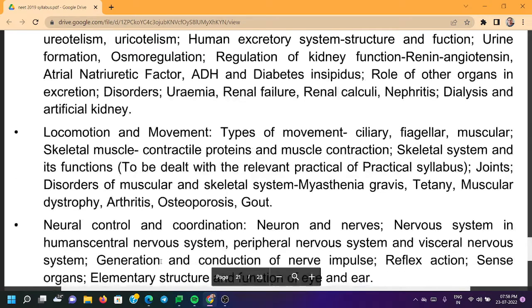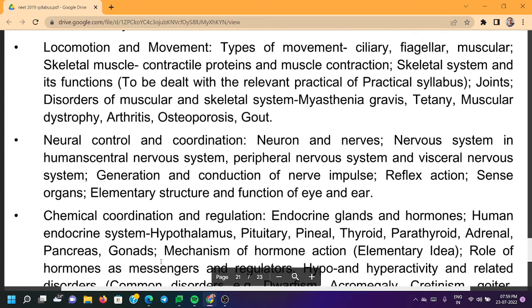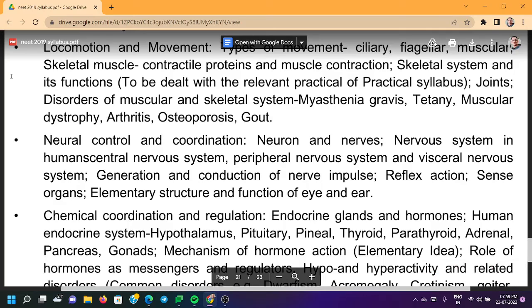dialysis, and artificial kidney. Locomotion and movement: types of movement, ciliary, flagellar, muscular, skeletal muscle, contractile proteins, and muscle contraction, skeletal system and its functions, to be dealt with relevant practical syllabus. Joints, disorders of muscular and skeletal system: myasthenia gravis, tetany, muscular dystrophy, arthritis, osteoporosis, gout.